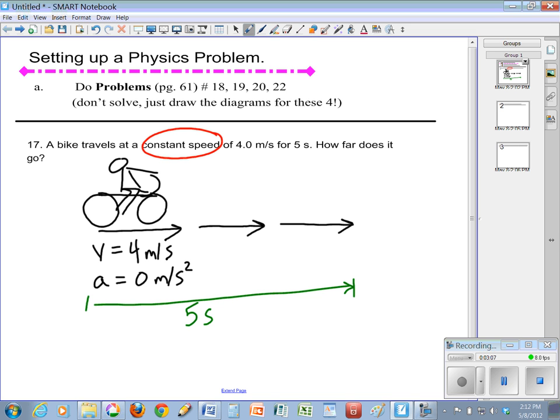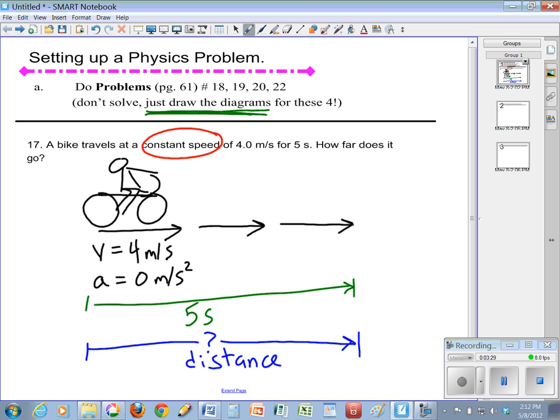This doesn't say anything about that distance, right? That's what they're asking for in this question. We don't know the distance they've traveled. It's not asking us to calculate. Remember, we're not solving this problem. We're just drawing a diagram, a simple picture of what's going on. So this is the first step, drawing out what it is that you have.